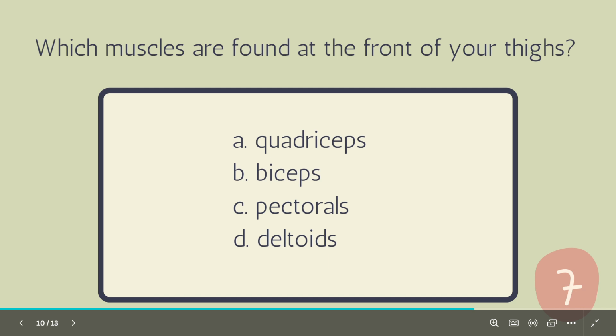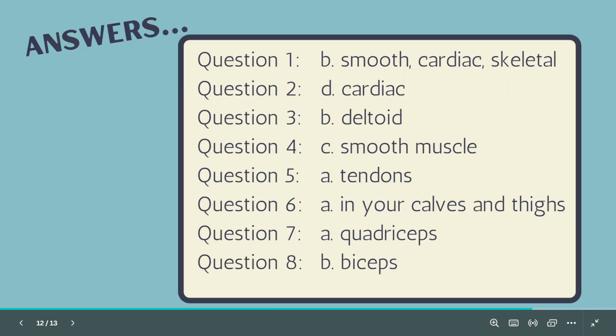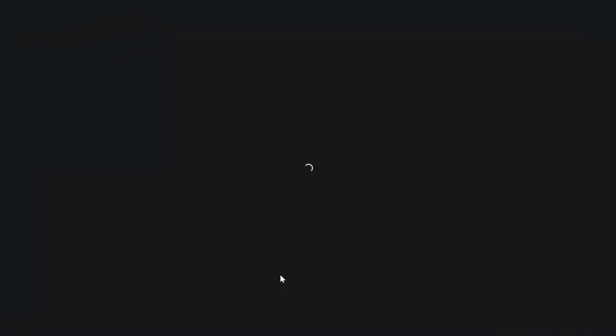So next, number 7. Which muscles are found in the front of your thighs? Pretty obvious, and I hope you guys can answer it. Then, when you make a muscle with your arms, you are flexing your... What is it? Pretty obvious. And these are the answers. You guys can pause it. That's that. Then we're going to the last part of the video.